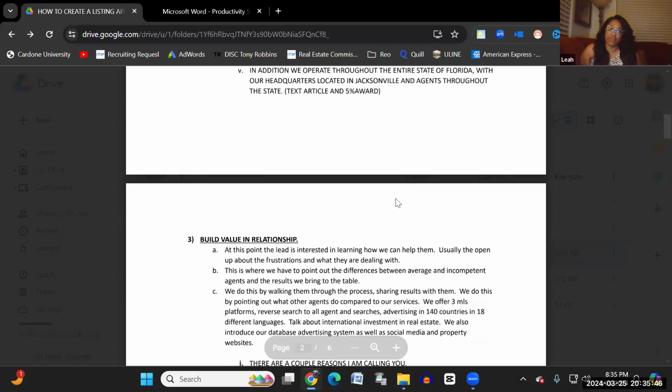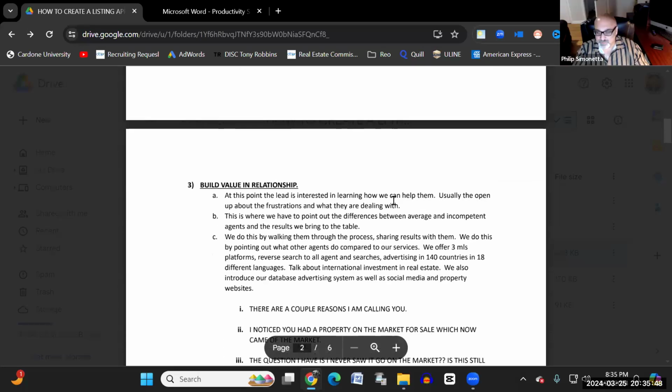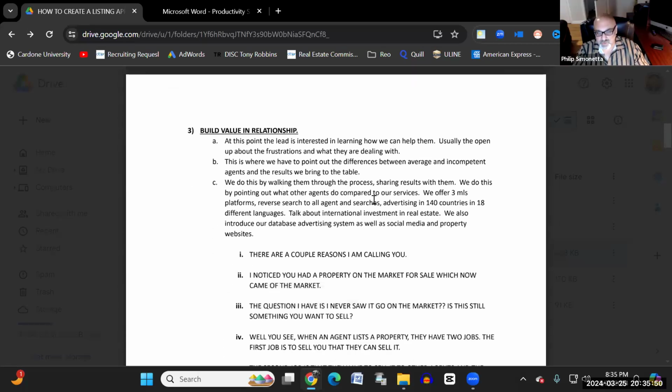Yes. Now, the next thing we have to do is we need to build the value in the relationship with these people. Okay, so at this point, you broke the ice and the lead is interested in learning how we can help them because they're selfish, right? People always want to know what's in it for me, no matter what. So they're starting to wonder, well, how's this going to help me? They usually start to open up about the frustrations and what they're dealing with.